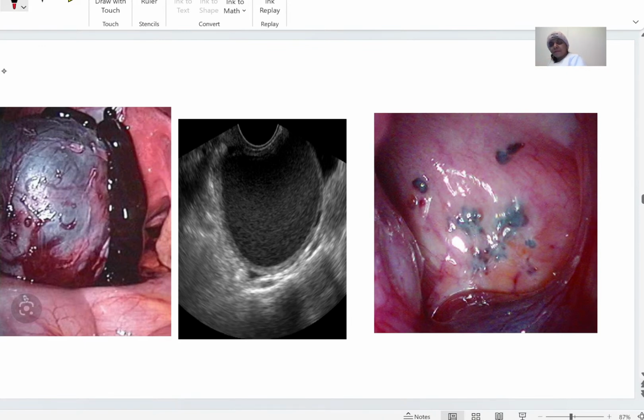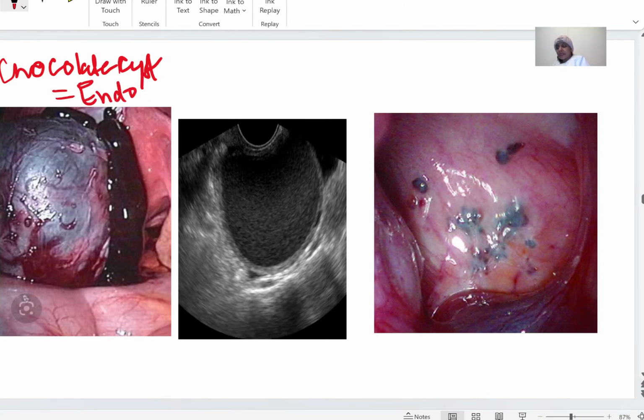First image is of a chocolate cyst. Okay. It is found in endometriosis. Second image is of ground glass appearance.